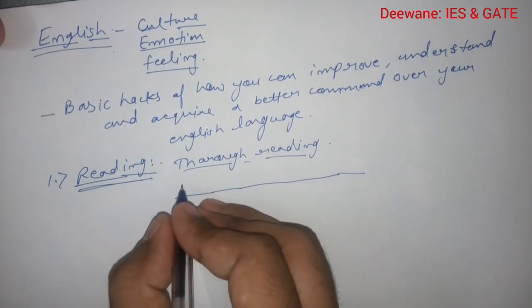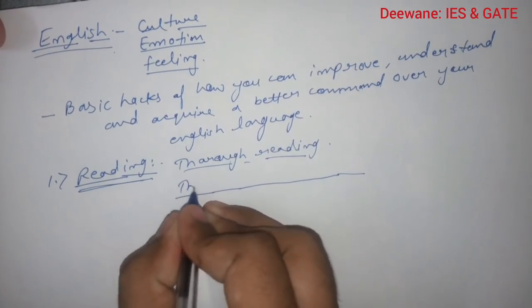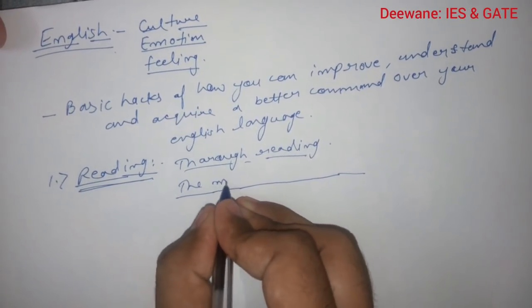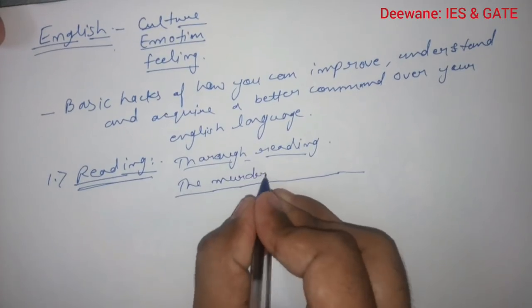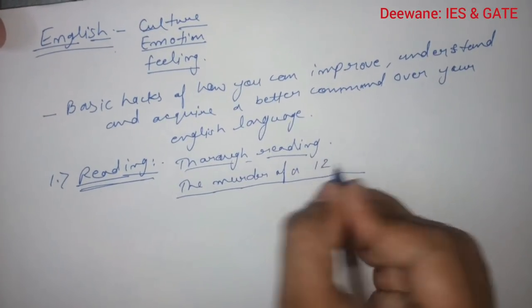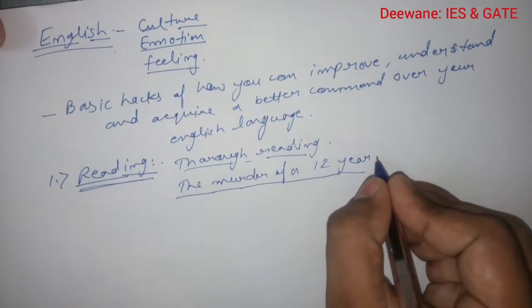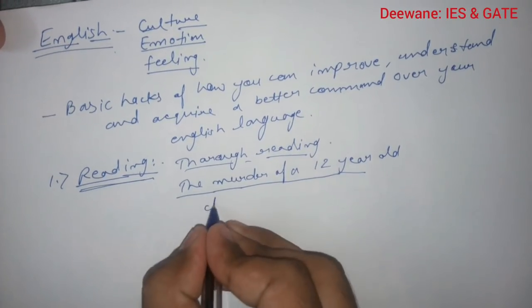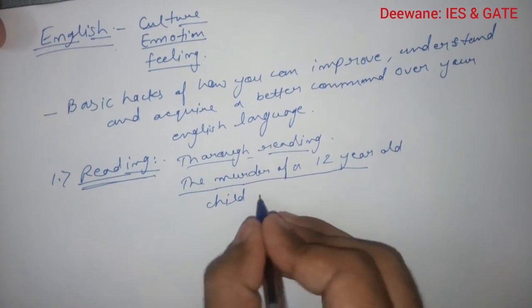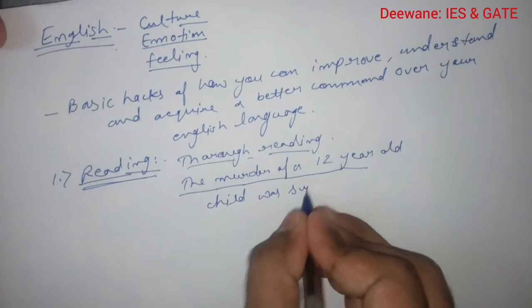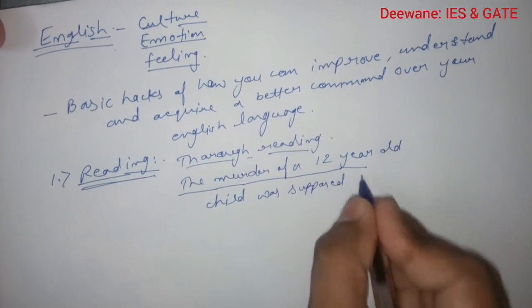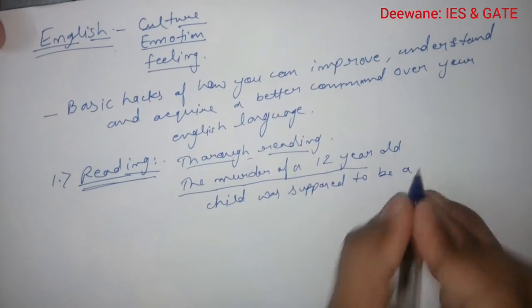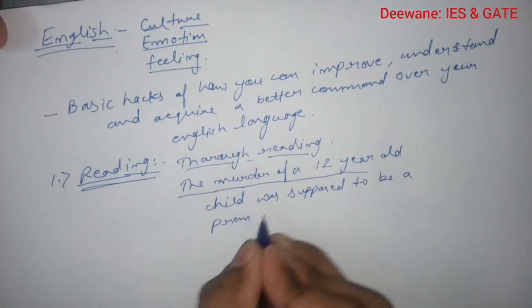and it is like: the murder of a 12-year-old child was supposed to be a premeditated murder.